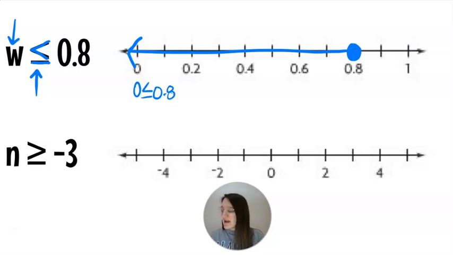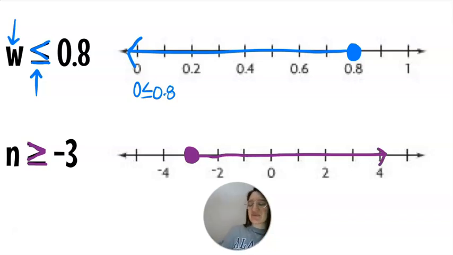Okay, now n is greater than or equal to -3. -3 is between -4 and -2. And this time we're going greater than -3 or equal to -3. So because we're going equal to -3, let's fill it in. And then all of these numbers are greater than -3.